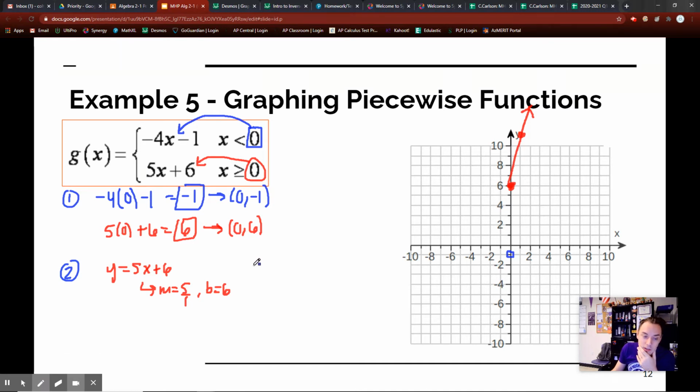I'm going to show you. When I look at my blue line, what is my slope? My slope is -4. My b value is -1. Now this is less than 0. Now watch, guys. Why did I stop this red line here? Because this is at 0, and if I extended it past, it would not be greater than 0. It would be less than 0.